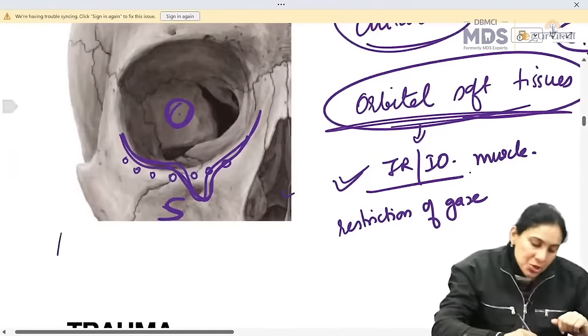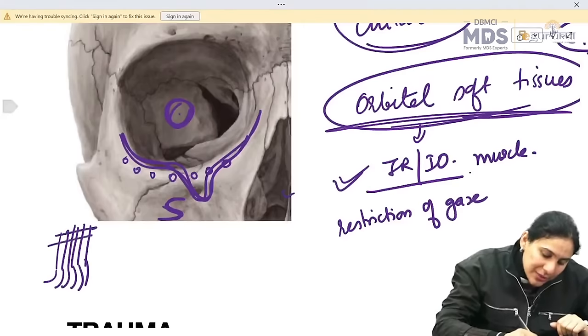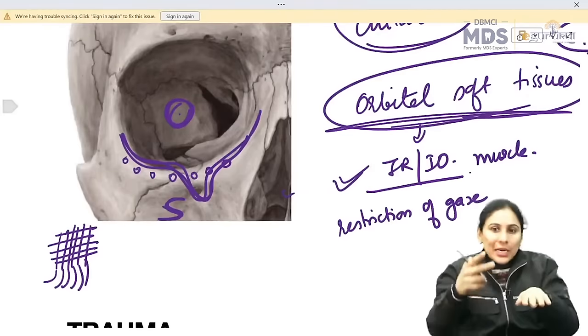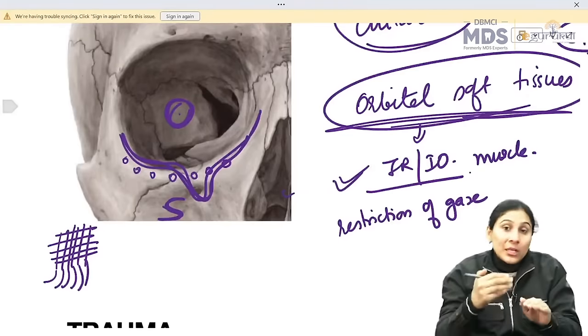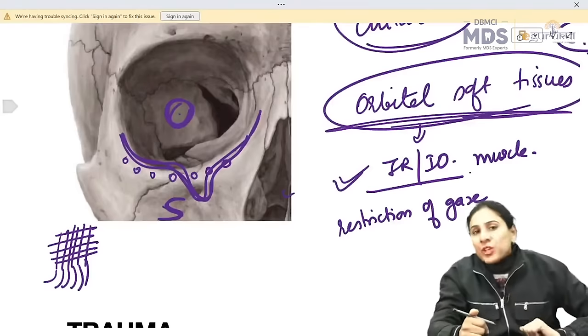So it's like a mesh. I have shown these images multiple times in my videos. It's like this mesh of titanium which goes and is used. You can cut it into different shapes. They are available in prefabricated shapes. You can cut it and reconstruct the floor of the orbit.